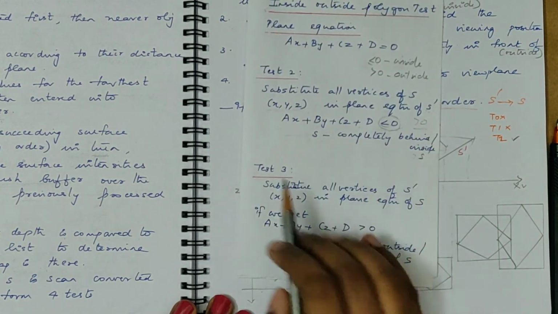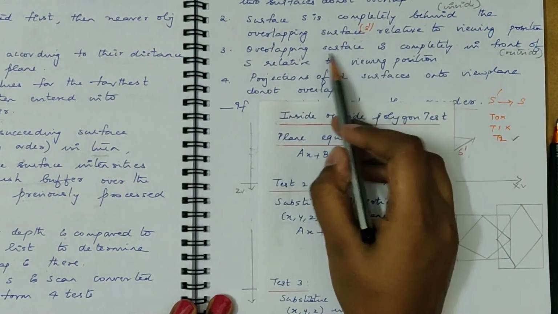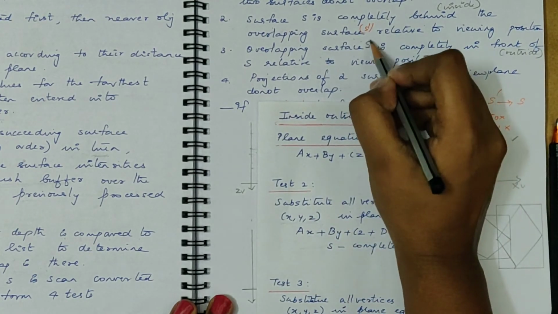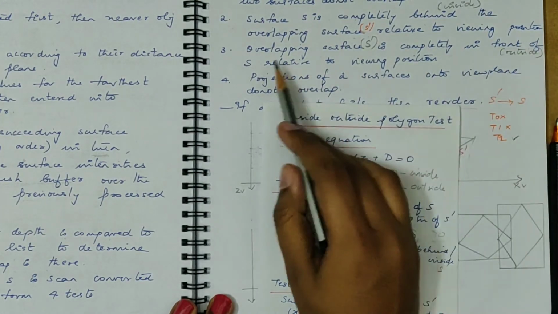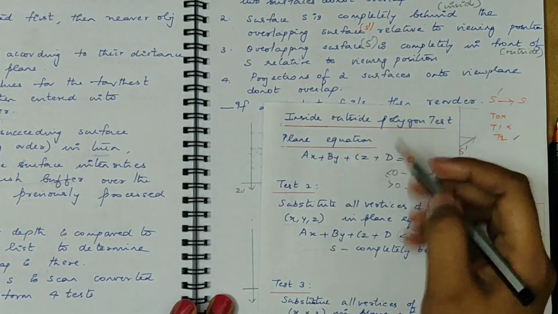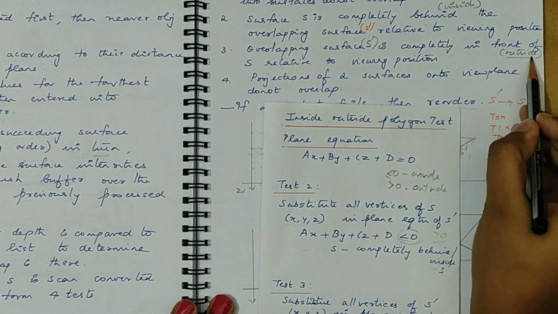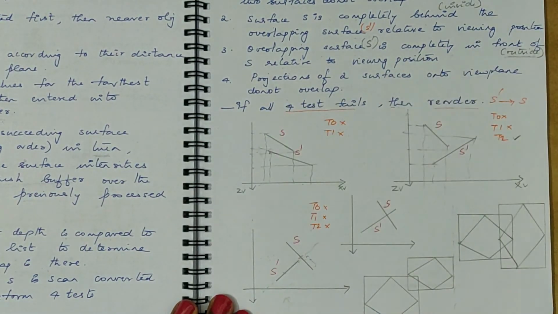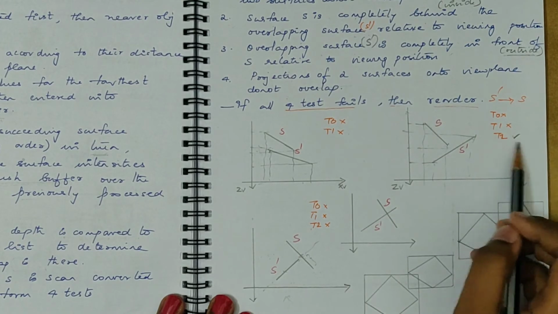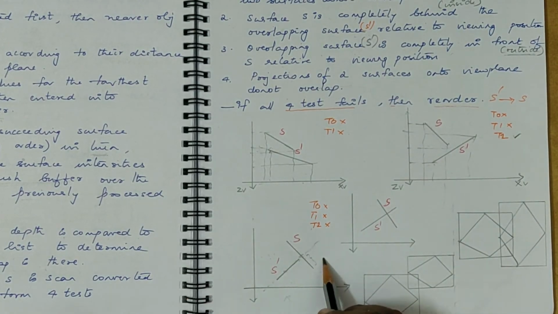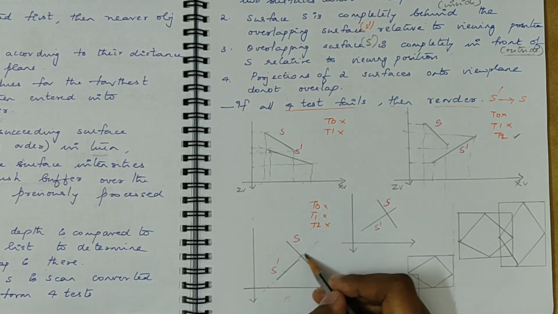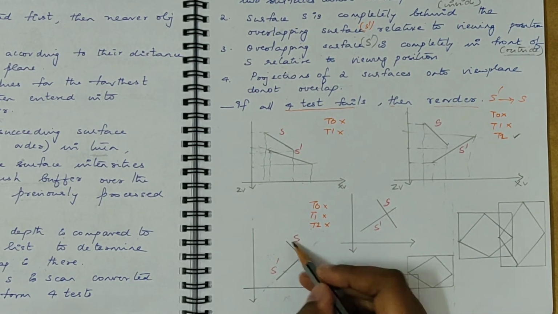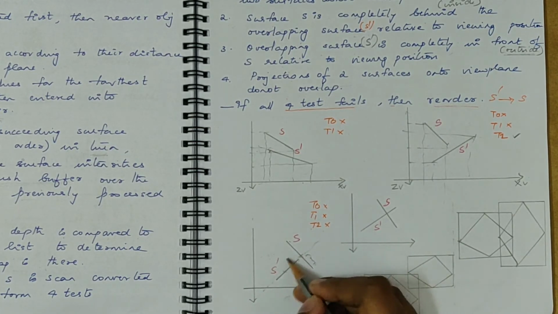Similarly for test 3. Test 3 says that the overlapping surface S dash is completely in front of S, related to the viewing position. In front means outside. Here we saw that in this example it passed test 2, but in this case it did not pass test 2. Some of the points in S are not completely inside S dash.